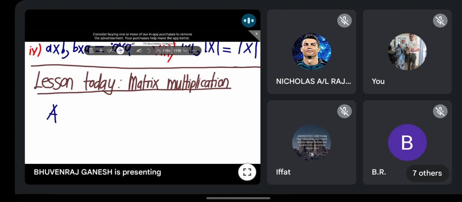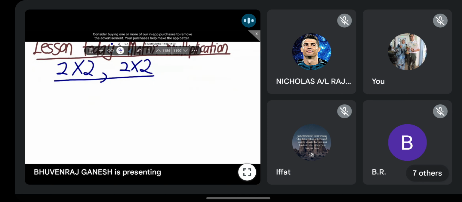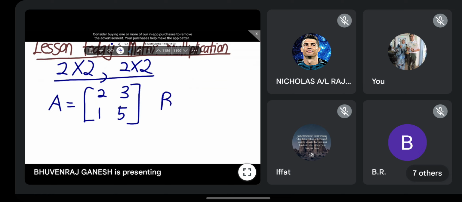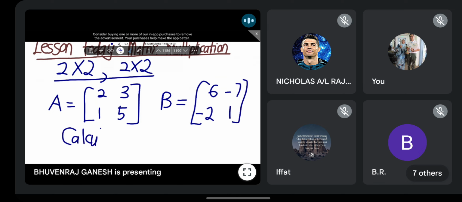Okay, guys. Now, first thing we focus on is how to multiply a 2 times 2 matrix together with a 2 times 2 matrix. I think you all learned this already in school. Okay, should be. So let's say I have a matrix A. The question gives you like this. And then I have a matrix B. So now the question is calculate AB. So how do we solve this?